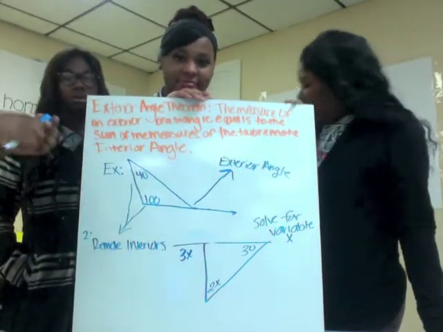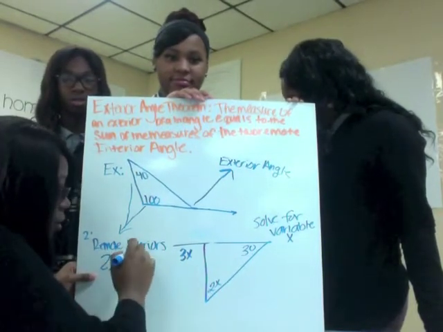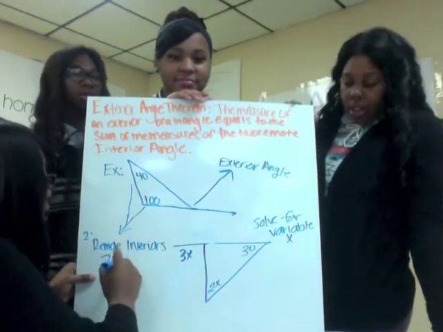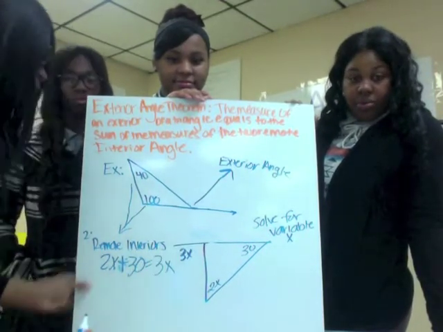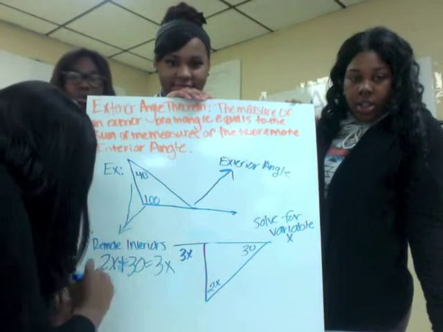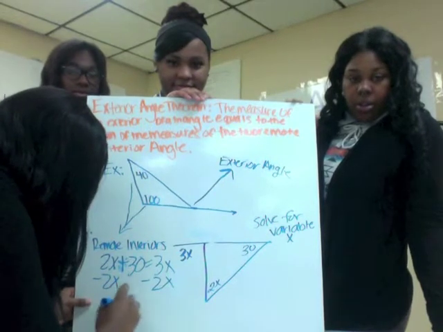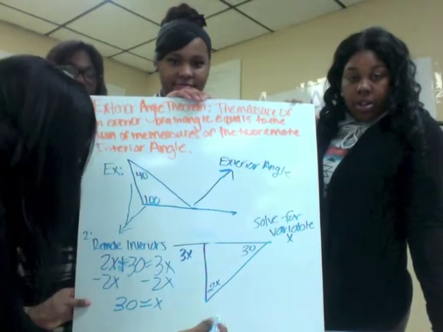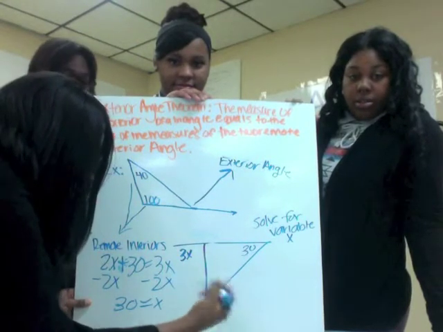So you will write 2x plus 30 equals 3x. So you do simple algebra. You subtract 2x on both sides, and you get 30 equals x. So 2 times 30, which is right here, that's what the x stands for, equals 60.